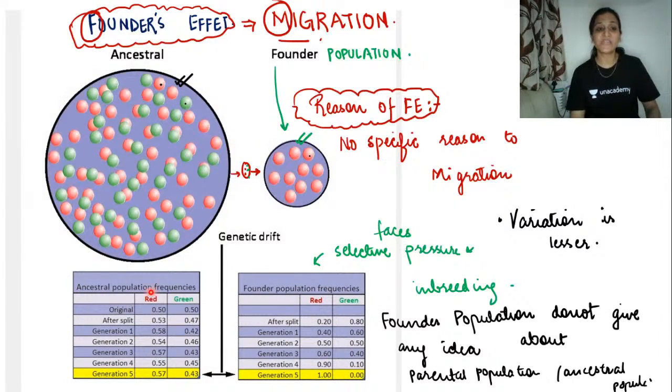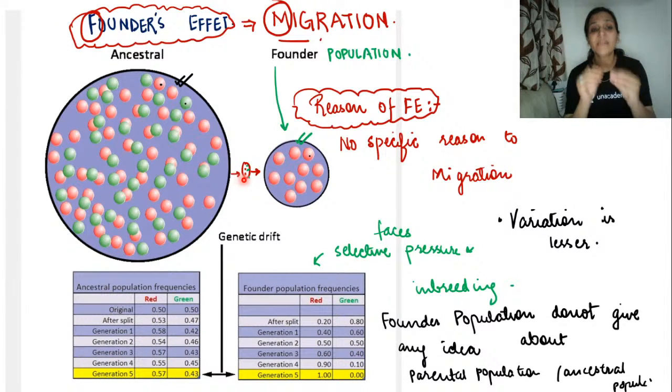Then we have seen the founder effect, and the founder effect is because of migration. The random migration. They are not migrating because of lack of food or lack of anything. They are just randomly migrating. Like somehow people decide, okay, we want to settle in a particular area. So like that, random.